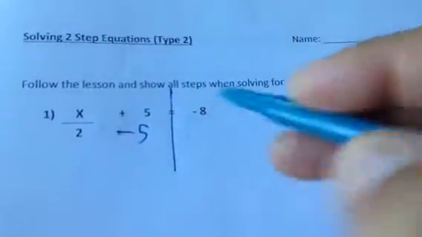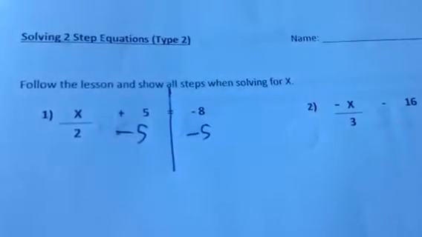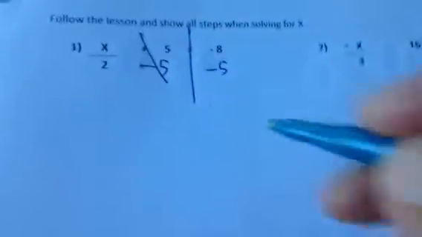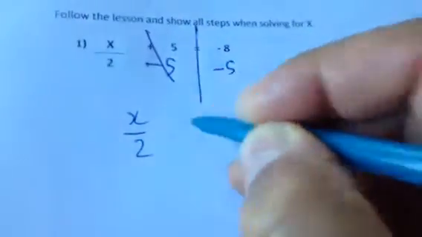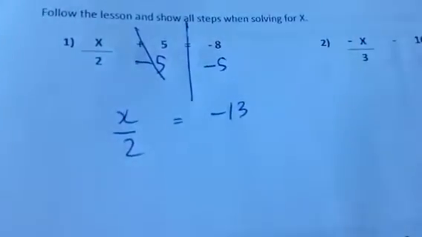And whatever we add to this side, we also add to this side, because you have to do to one side what you've done to the other. This is a zero pair, cancels out. We're left with x divided by 2 is equal to negative 8 plus a negative 5, negative 13.